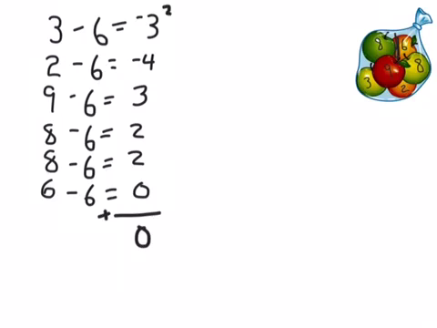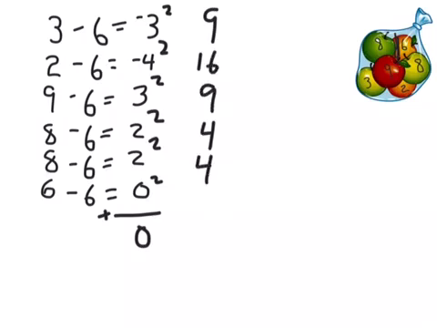So what we do is we square each one of these. So let me just put little squares by there. We're going to square each one of these. So that's going to be 9, 16, 9, 4, 4, and 0. So add those up, and that is 42.